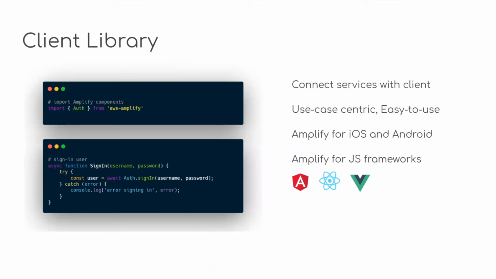Now the client library. It looks more or less like this. This is a simple Amplify example with AWS Cognito. These client libraries give you use case centric and easy to use interfaces, enabling your client applications to easily interact with the backend resources you provisioned. These libraries support interaction with both the resources you create using the CLI, and resources that you have already created.